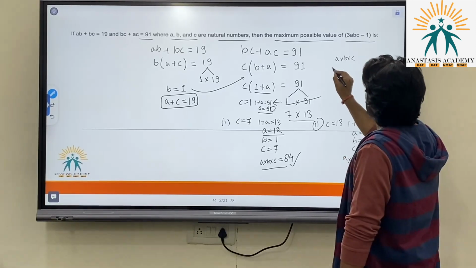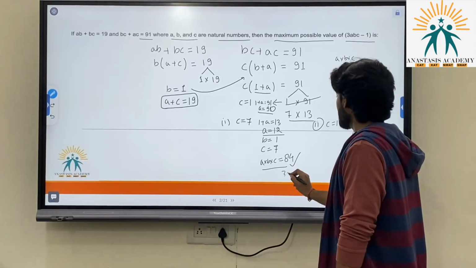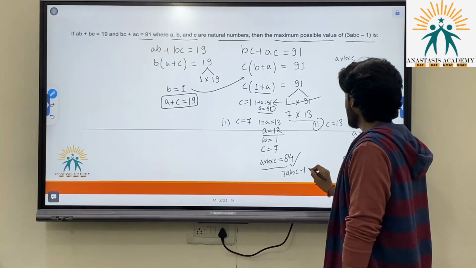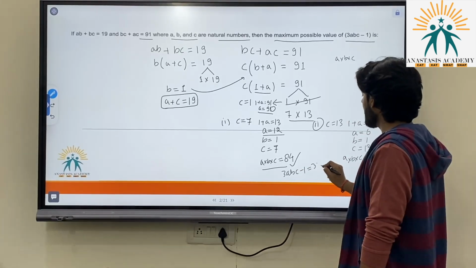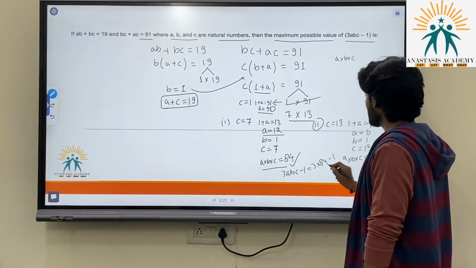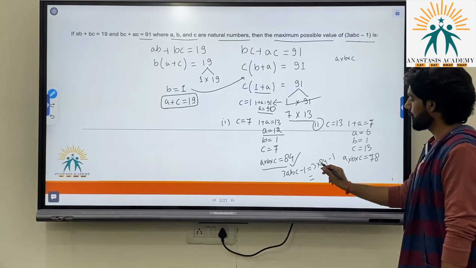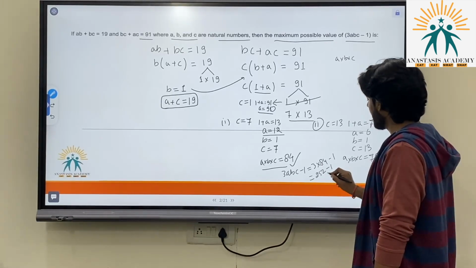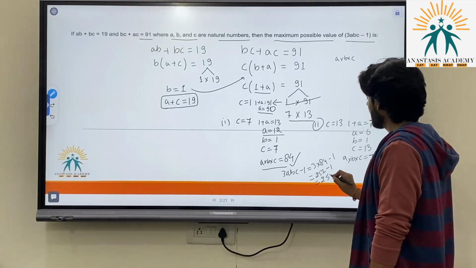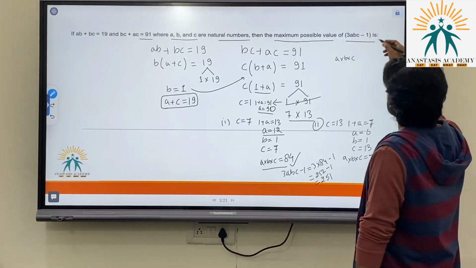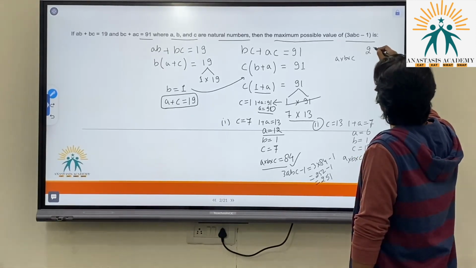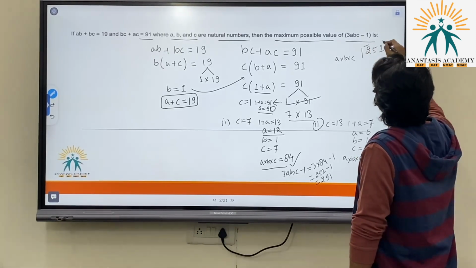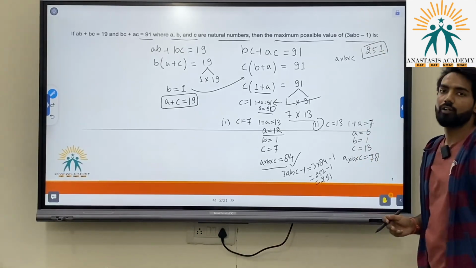So I have to find the value of 3ABC minus 1, which becomes 3 into 84 minus 1. 84 into 3, 240 plus 12, 252, minus 1, which becomes 251. So the correct answer to this question is 251. Maximum value of this expression is 251.